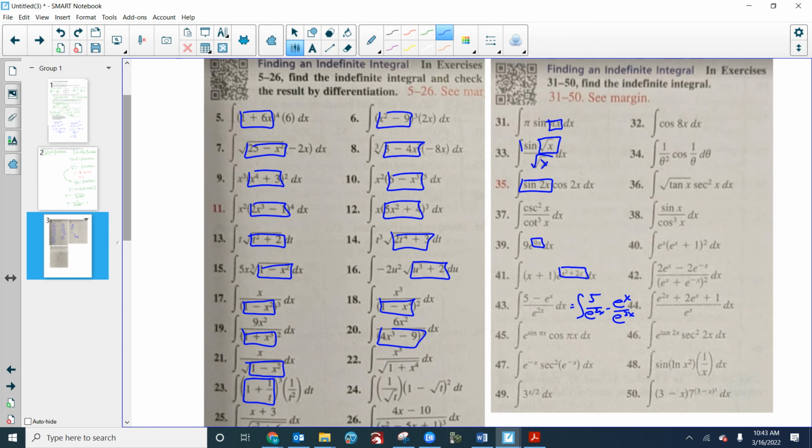34. Let u equal. What's a theta? 1 over theta? What's the du?